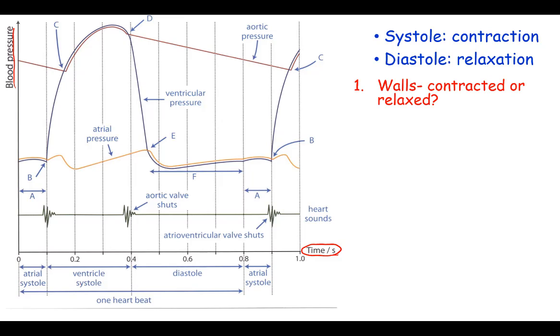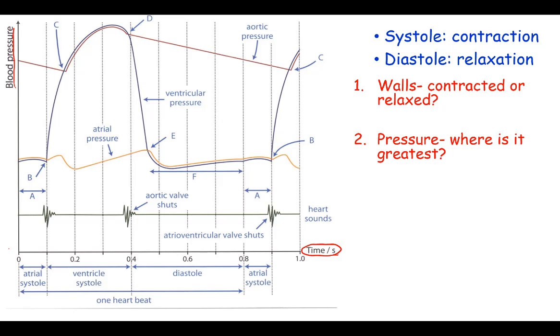Now, at each stage, these are the things you've got to think about. The walls, are they contracted or relaxed? So at A, are the walls of the atria contracted or relaxed? And you just look down here and see atrial systole and think, okay, at that point, the atria are contracted. The next part is comparing the pressure. So where is it greatest?